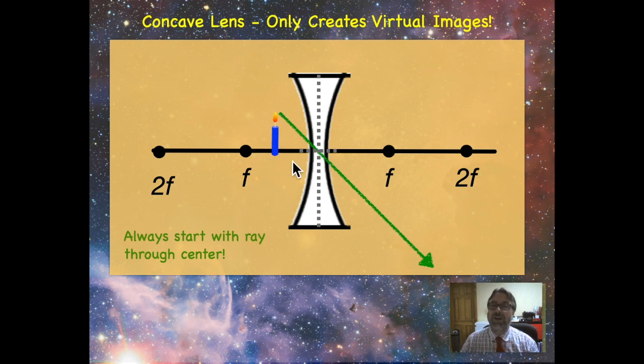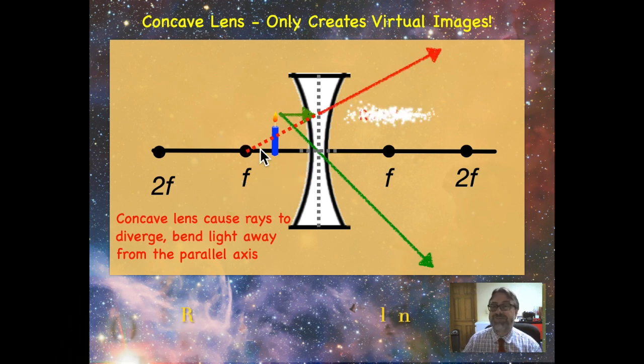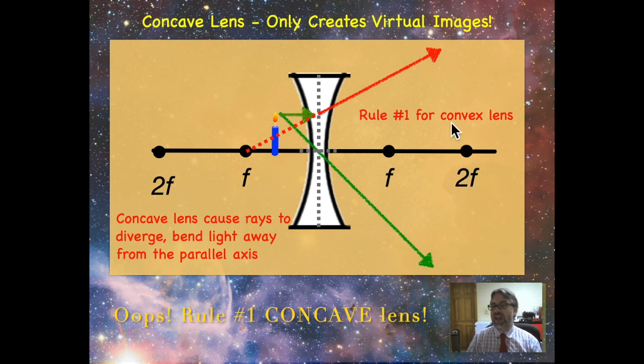Now I'm going to send a light ray parallel to the principal axis to the middle of the lens. Except this is now a concave lens, or a diverging lens. That means that when the light pops out on the other side, it's going to bend away from the principal axis, as if it was coming from the focal point here on the same side as the object. And this is rule number 1, and it should say for concave lens, not for convex lens. Sorry about that. I'll fix it under the fine print later.